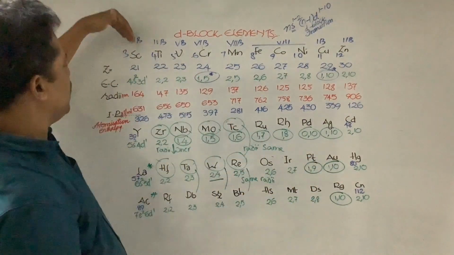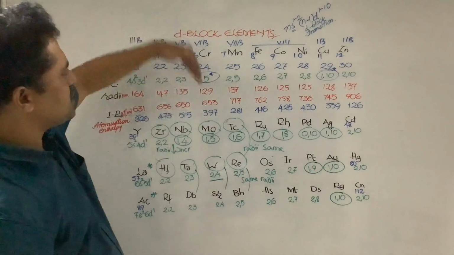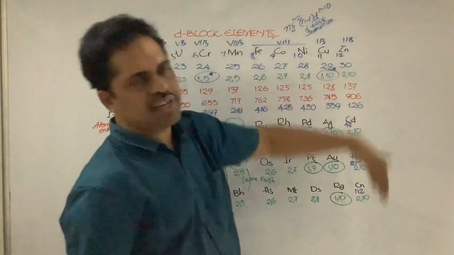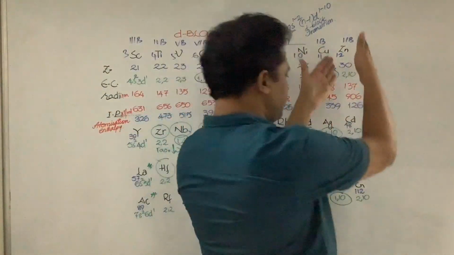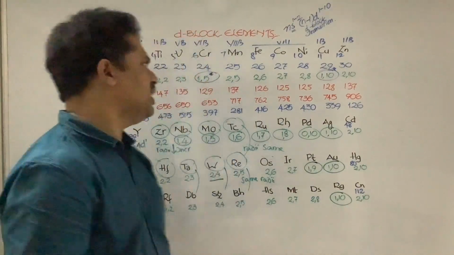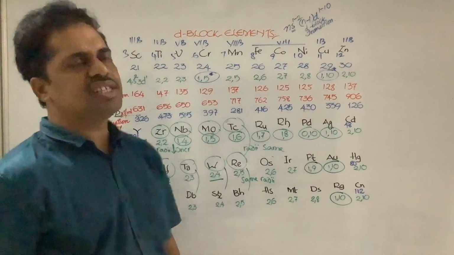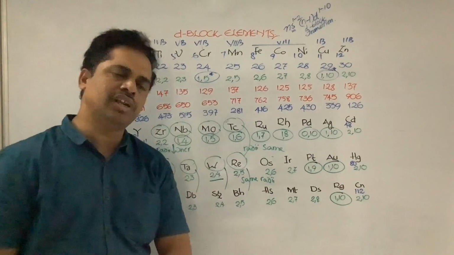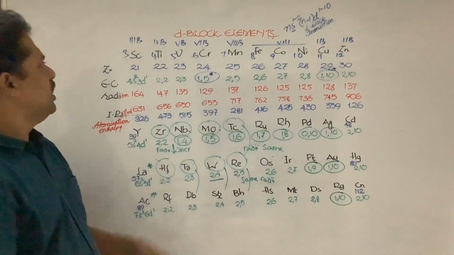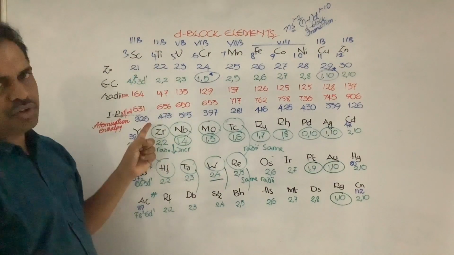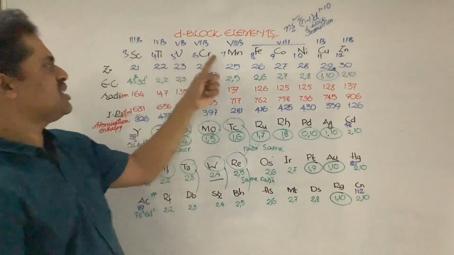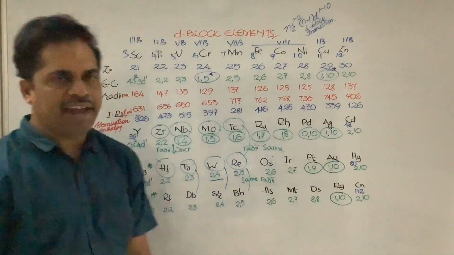These are the groups: 3rd B, 4th B, 5th B, 6th B, 7th B. These three groups together are called the 8th B group. This is the 1st B group, this is the 2nd B group. The 2nd B group elements are not considered transition elements, as we noticed already. The general electronic configuration is ns1 to 2, (n-1)d1 to 10 for both d block elements as well as transition elements. So 3rd B group is nothing but the 3rd group, this is the 4th group. In IUPAC notation, the groups are 3, 4, 5, 6, 7, 8, 9, 10, 11 and 12.